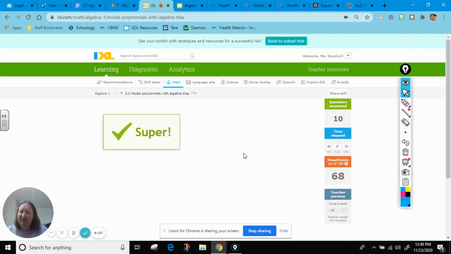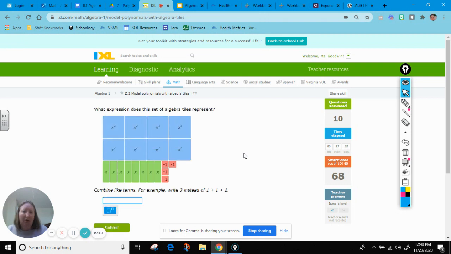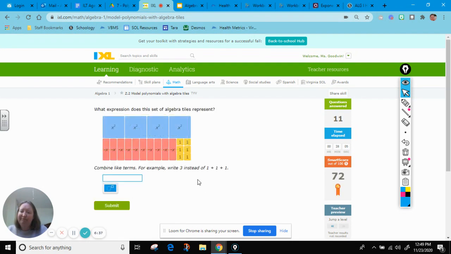Okay, see if it gets any more difficult. Oh, now they've got a combination. That's fine. So positive 1, 2, 3, 4, 5, 6, 7, 8. Positive 8x squared. And 1, 2, 3, 4, 5, 6, 7, 8. A positive 8x. And then these are negative. 1, 2, 3, 4. So minus 4. There you go. That's really not that difficult.